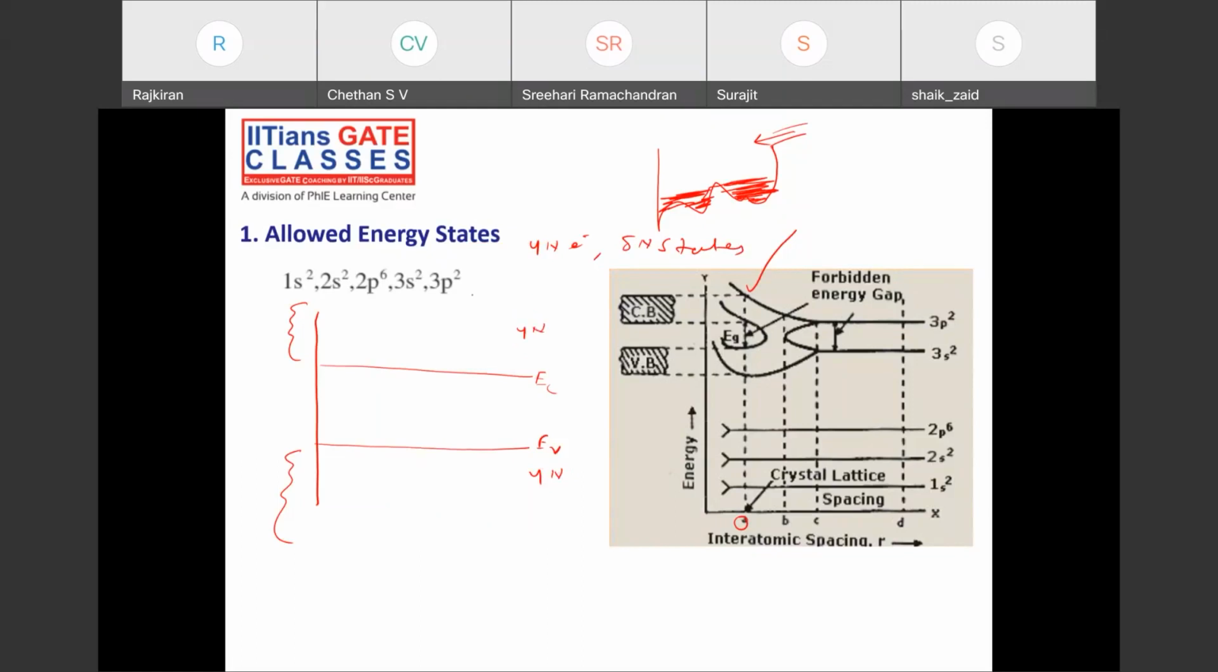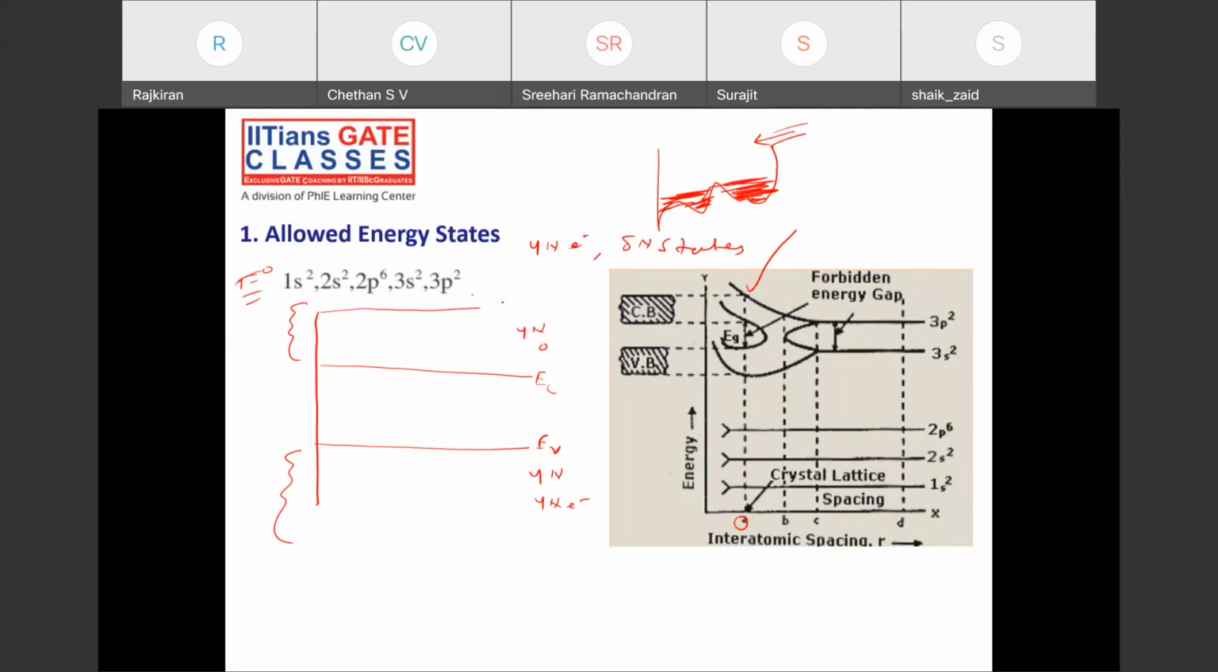Clear, all of you? Okay, so at temperature T equal to 0, all the 4n states of the valence band are filled with 4n electrons, and all the conduction band is empty. You have 0 electrons in it at T equal to 0. So there is no carrier that is free to move at T equal to 0, so it behaves like an insulator. Clear?